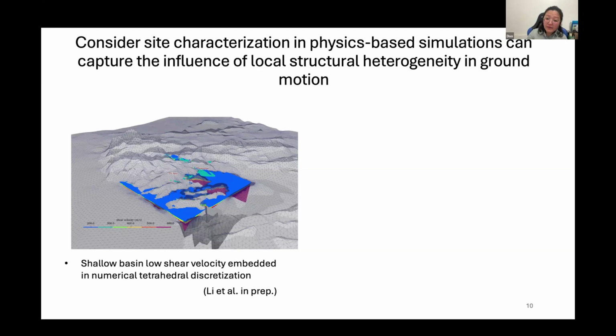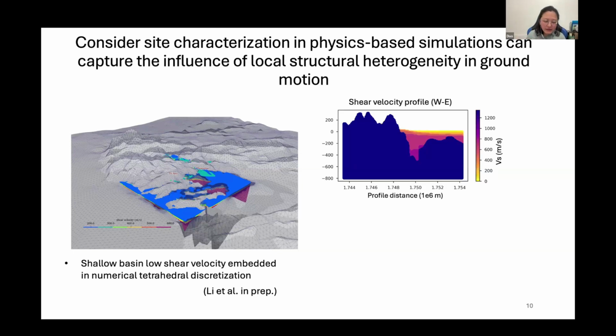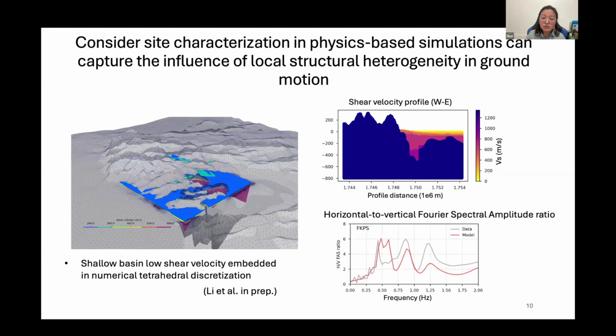And when the seismic wave is incident on the bottom of the basin, the contrast in velocity within the basin will result in a different reflection in P wave and S wave. So when we compute the horizontal to vertical Fourier spectral amplitude ratio, you will see the peak in that data.